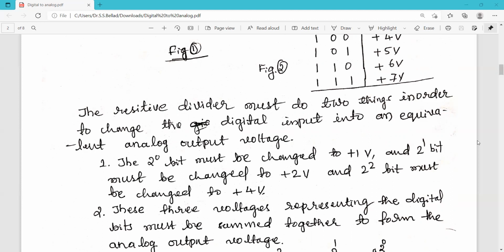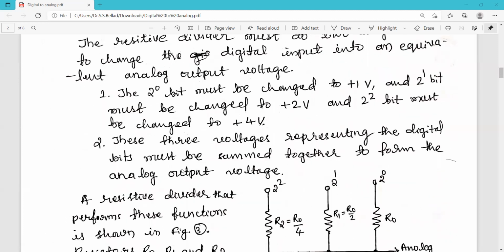That means when the digital input is given to this 2 raised to 1 bit, it should produce this 2 volt. And similarly, when the digital input is given to this 2 raised to 2 bit, it should produce the 4 volt. Like that, it will do.